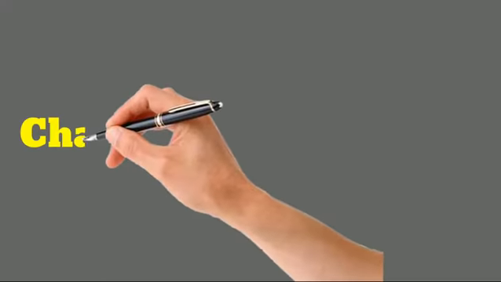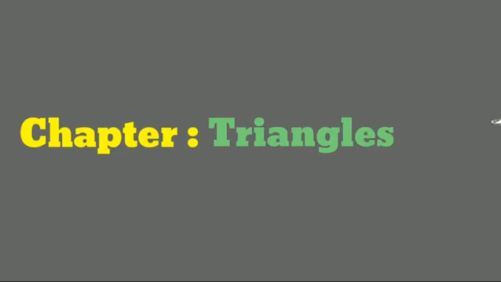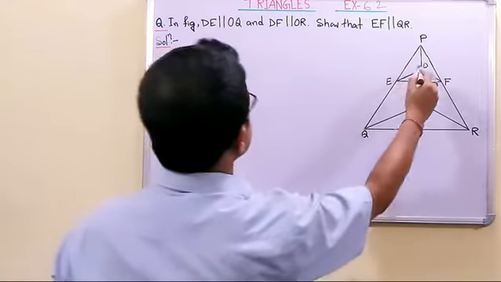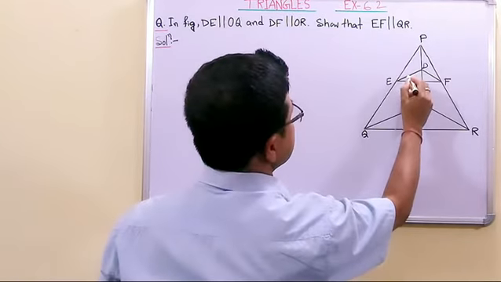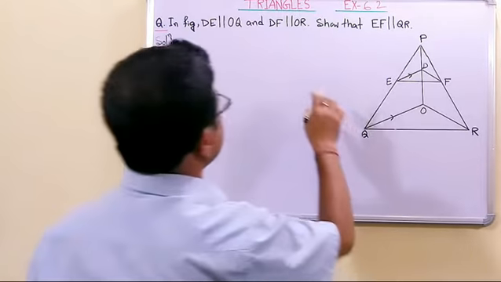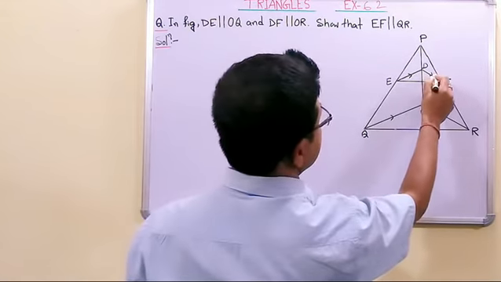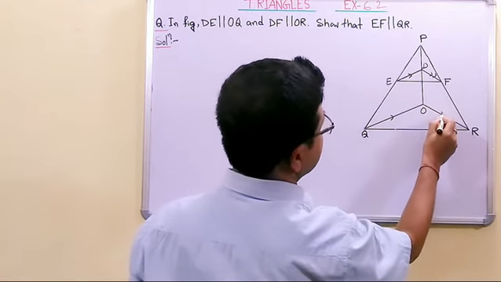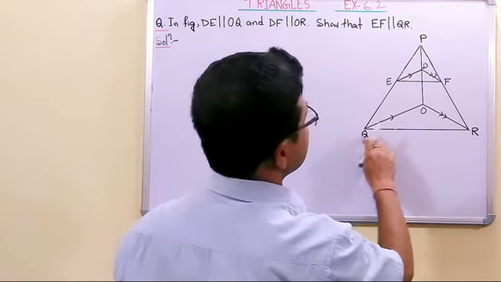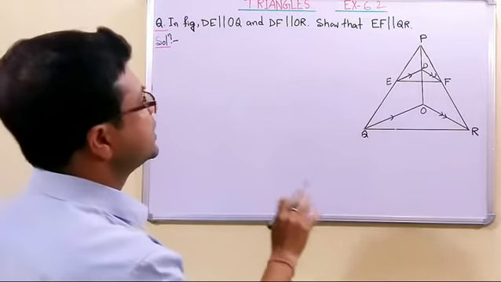Hello students, we are in the chapter Triangles, exercise 6.2. We have taken a question, let us read it. This is the figure of it. In the figure, DE is parallel to OQ, these two are parallel, and DF is parallel to OR. Alright, and we have to show that EF is parallel to QR. So let us start.